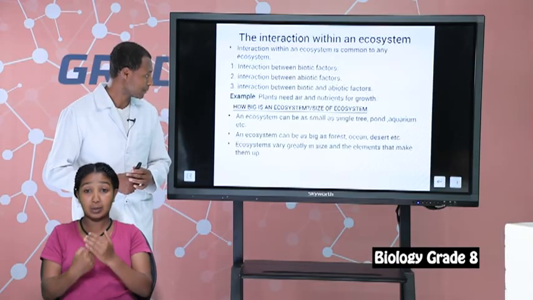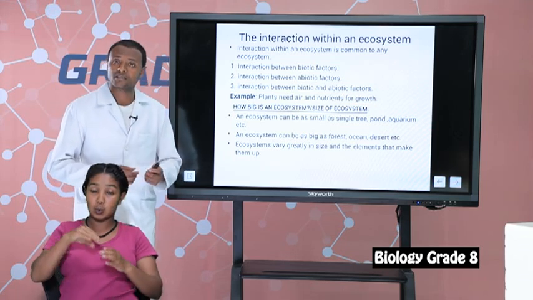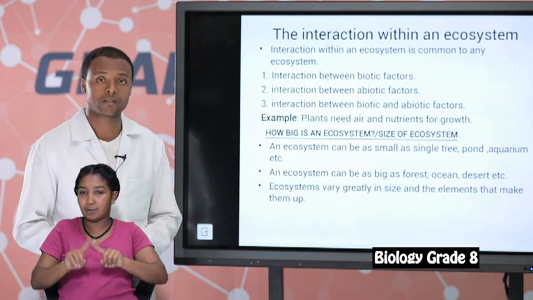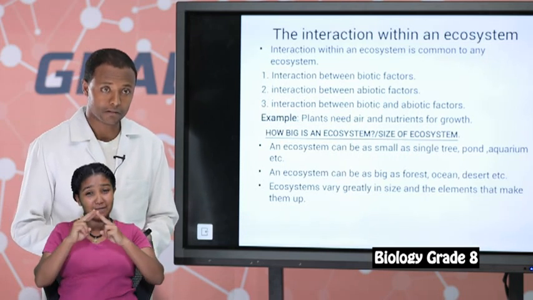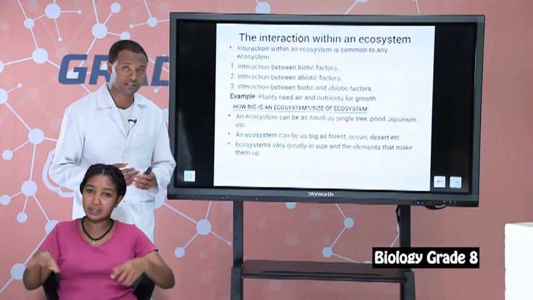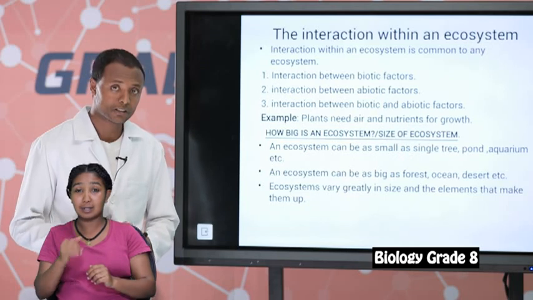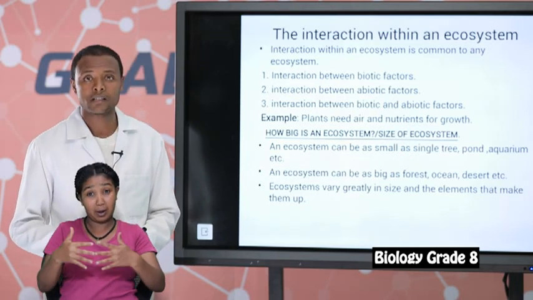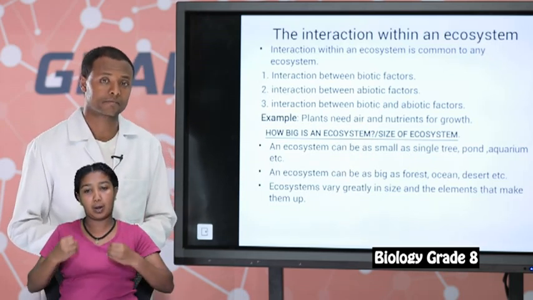Not only this, because of the size and the elements available within an ecosystem, the number of life present within an ecosystem is also quite different. An ecosystem that has very good food quality or necessary materials supports a large population. On the other hand, if an ecosystem is very poor in its food content and other necessary materials, that ecosystem supports relatively fewer organisms.